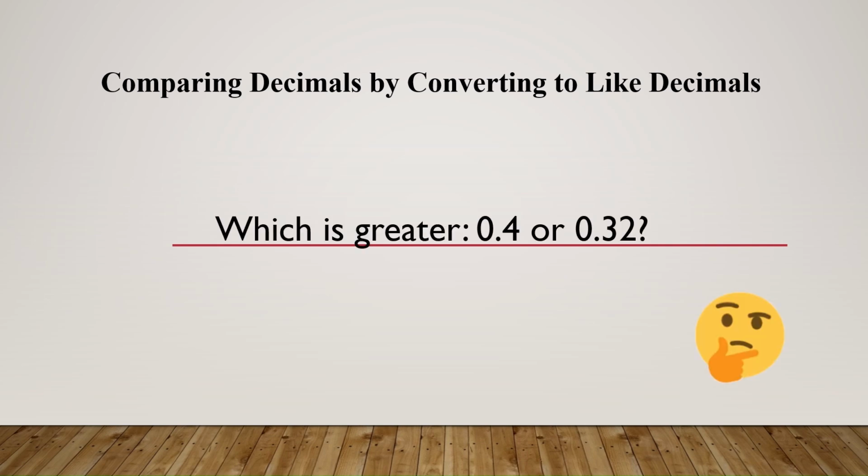Now here is an example. Which is greater, 0.4 or 0.32? 0.4 has one place of decimal and 0.32 has two places. So we'll first of all write 0.4 as 0.40 and leave 0.32 as it is. Now it is easy for you to compare. 40 is greater than 32, so 0.40 is greater than 0.32.